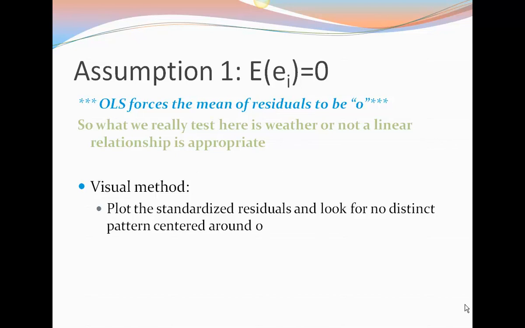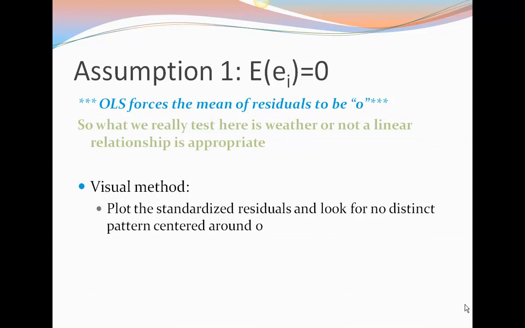And since OLS forces the mean of the residuals to be 0 anyway, as a function of minimizing the sum of squared residuals, or sum of squared errors, what we're really testing here is whether or not the linear relationship that we chose to model with a regression equation, y equals beta 0 plus beta 1 x1 plus and so on, plus our error term, is in fact correct, meaning that a linear relationship was in fact correct.